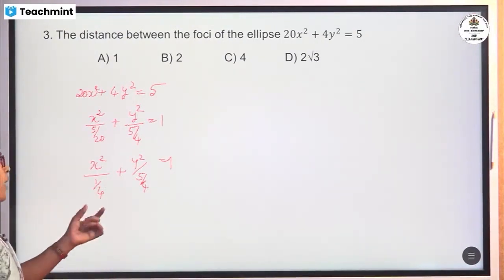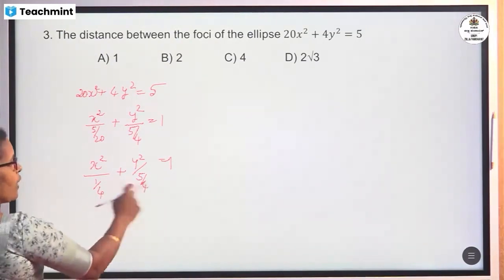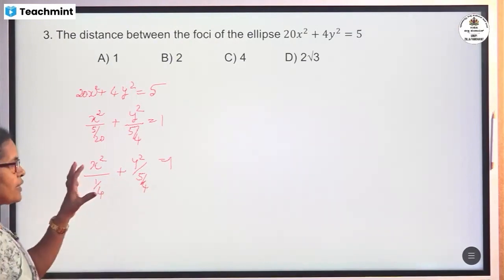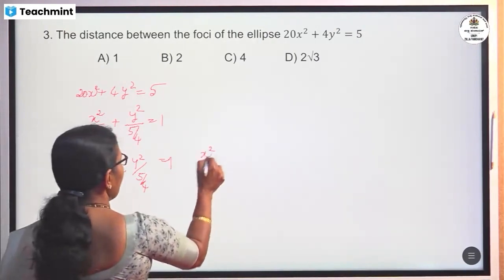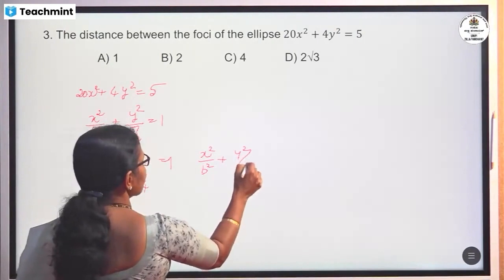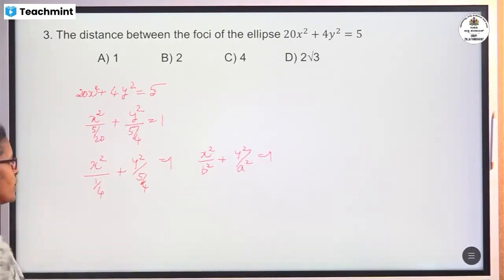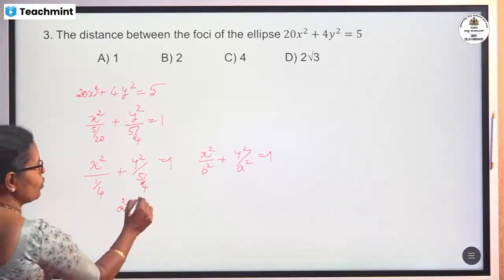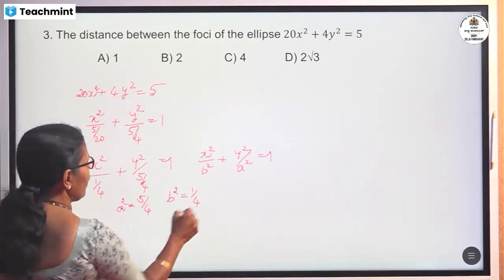But here, comparing the denominators, 1 by 4 is less than 5 by 4. Therefore, it is in the second orientation, x square divided by b square plus y square by a square is equal to 1. So, the value of a square is equal to 5 by 4, and b square is equal to 1 by 4.